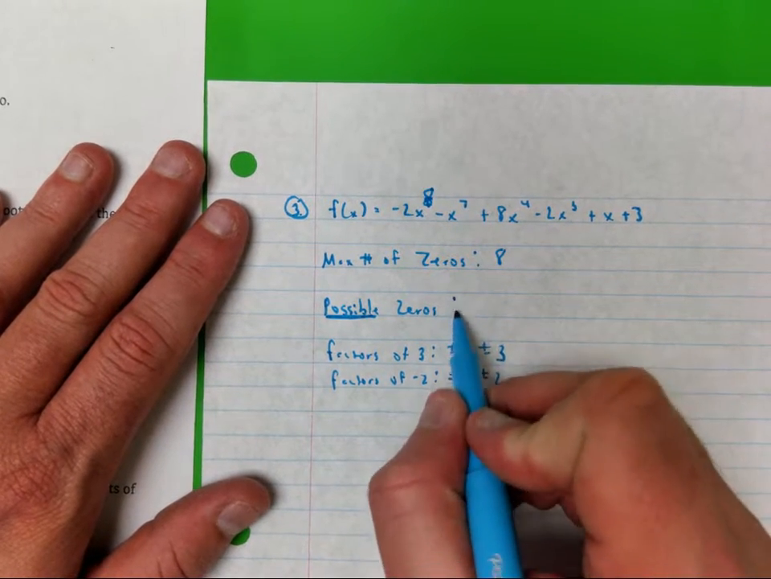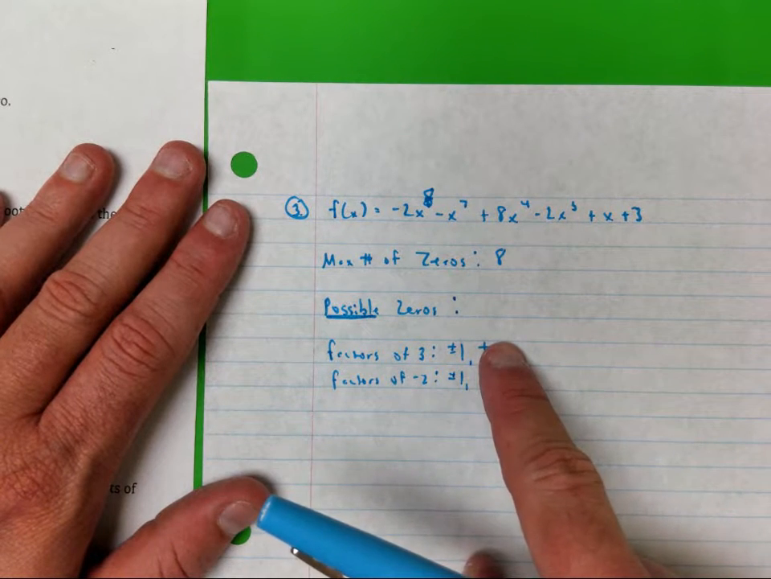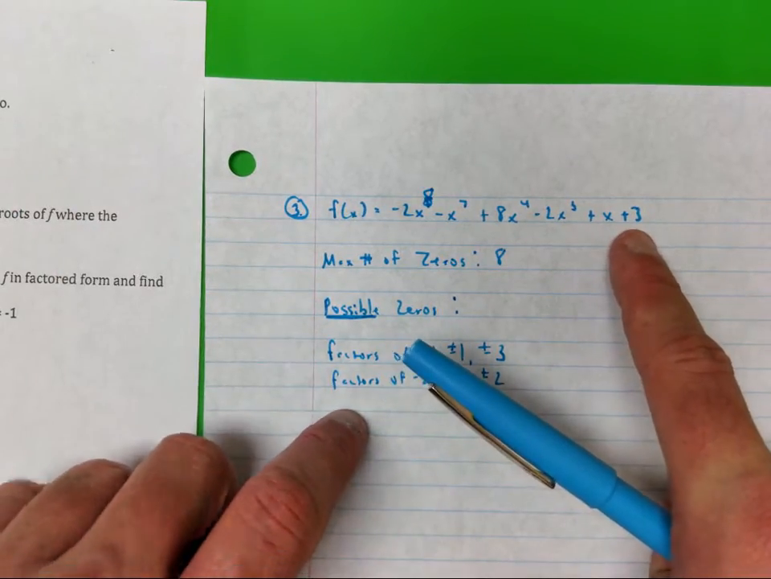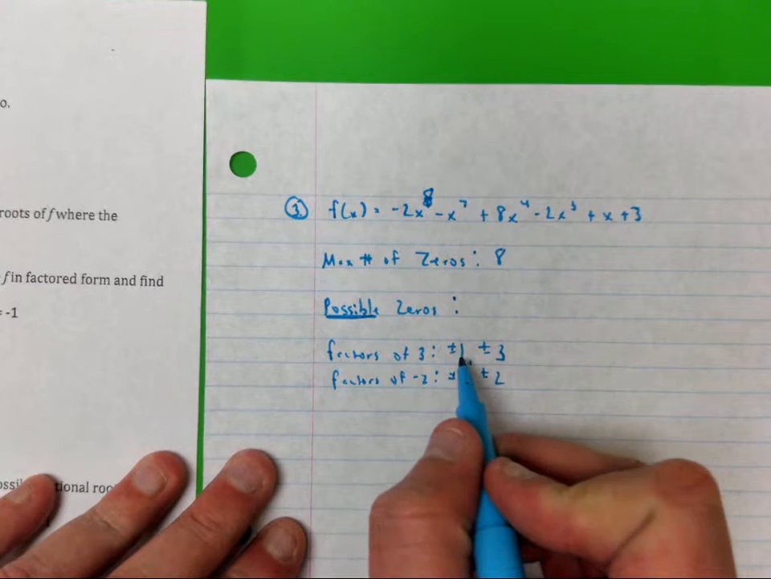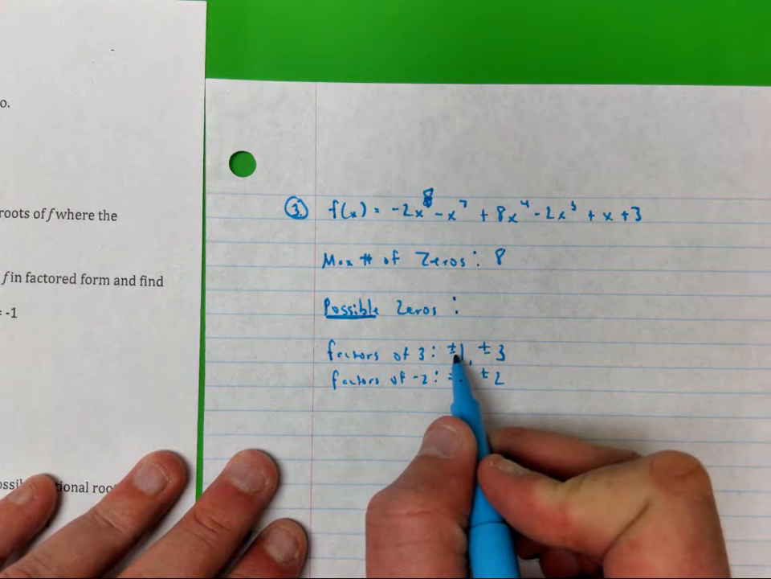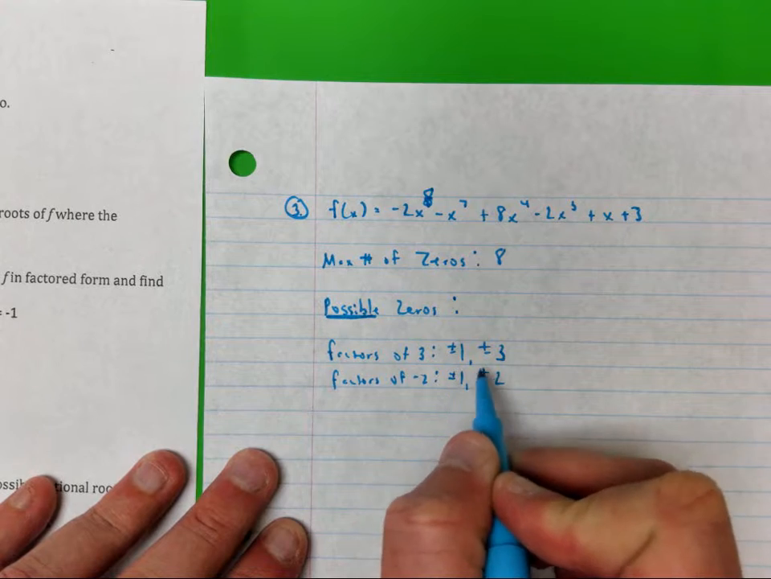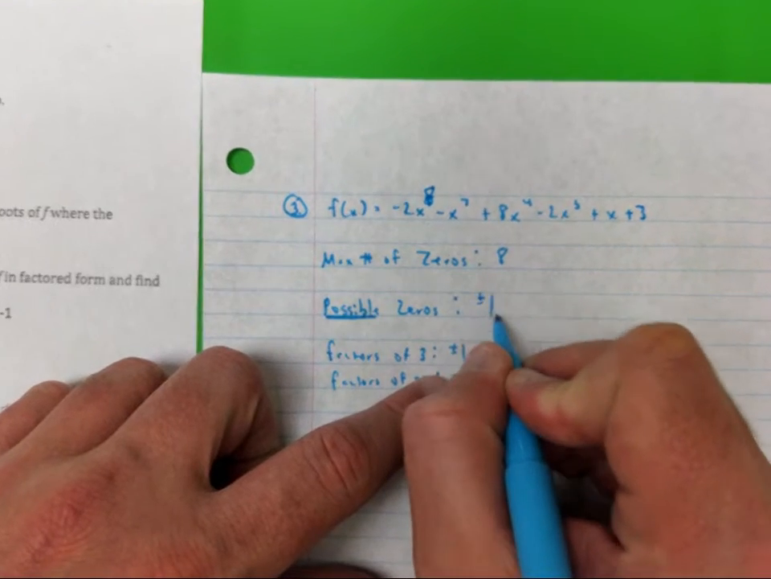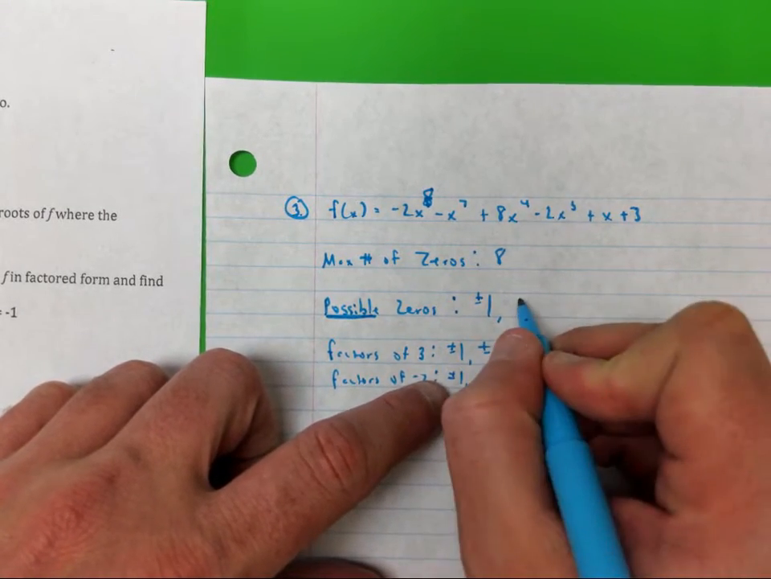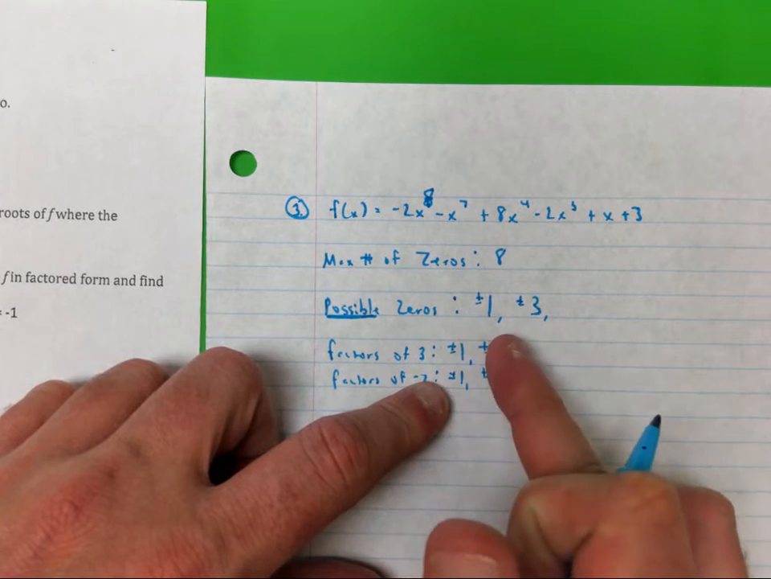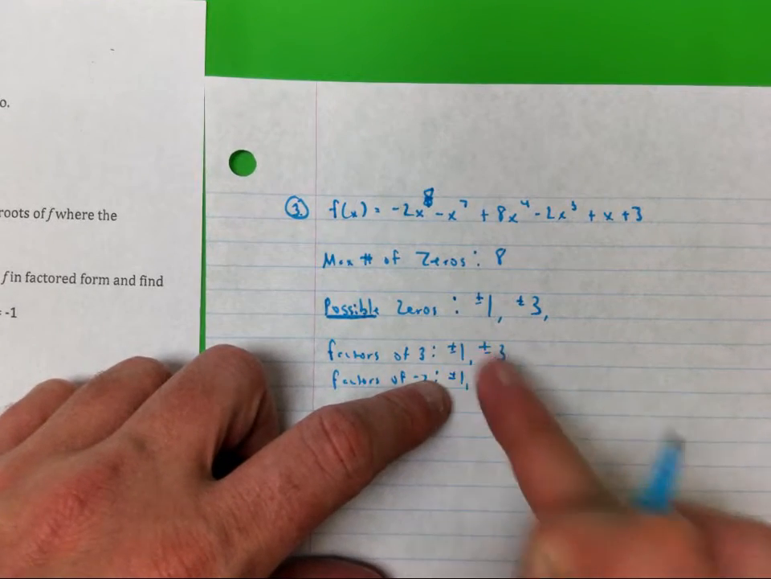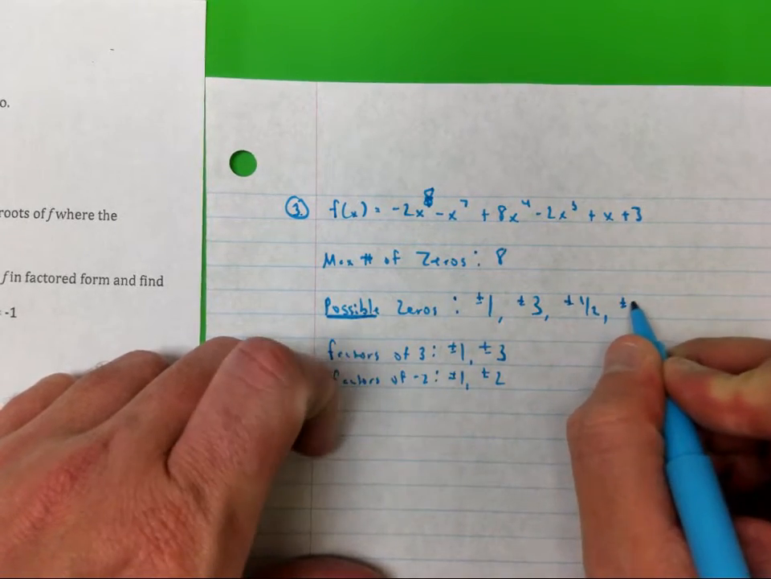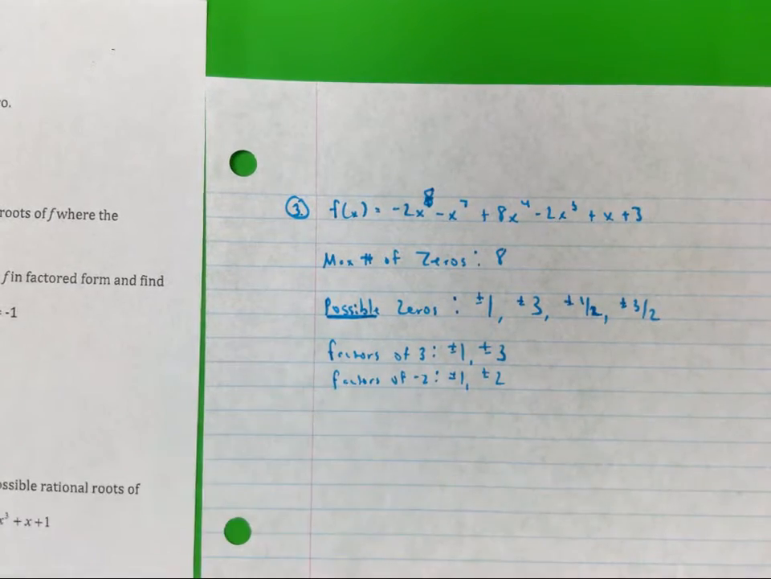Now, to find the possible zeros, you take the factors of the last term and divide them by the factors of the first term. I'm going to take both of these numbers and divide by 1, then come back and divide both by 2. 1 divided by 1 is 1, and 3 divided by 1 is 3. Now I'll divide each of them by 2. 1 divided by 2 is plus or minus 1 half, and 3 divided by 2 is plus or minus 3 halves. So those are my possible zeros.